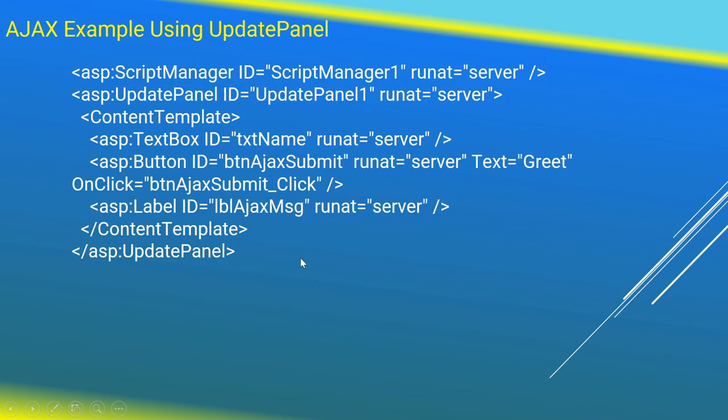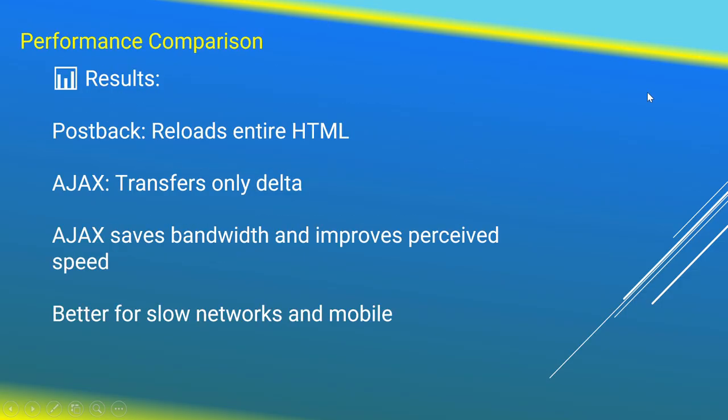Now, let us use an update panel. This wraps the controls and only updates that part when the button is clicked. No full page refresh. AJAX dramatically reduces network usage and boosts performance, especially on slower internet connections. Postbacks send everything, AJAX sends only what's changed.